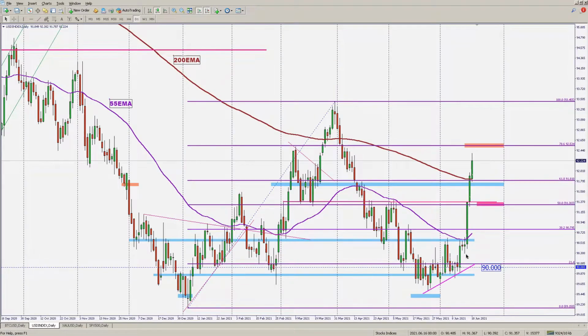Okay, so you can see that the dollar has definitely blasted through all the key resistance zones, and now it's back above the daily 200 EMA. So this is going to be a strong support zone, right at the 62 fib retracement and the daily 200 EMA. All right.